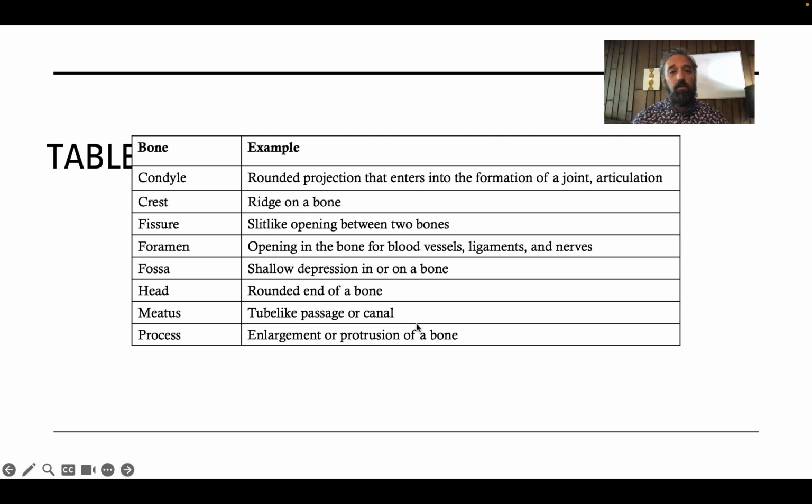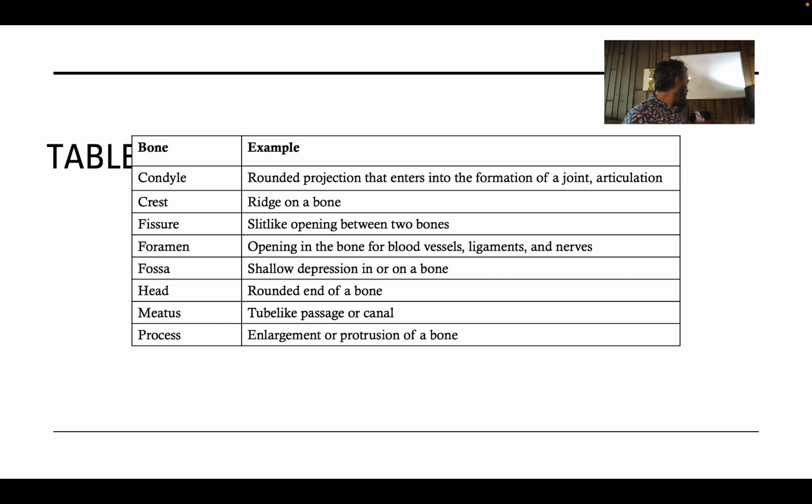Other terms that you may need to know about bones. A condyle is a round projection that enters into the formation of a joint. The crest is a ridge. A fissure is a slit between two bones. A foramen is a hole. A fossa is a depression. The head is at the end of a bone.